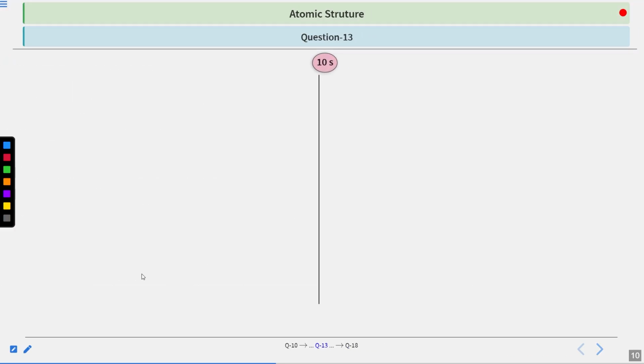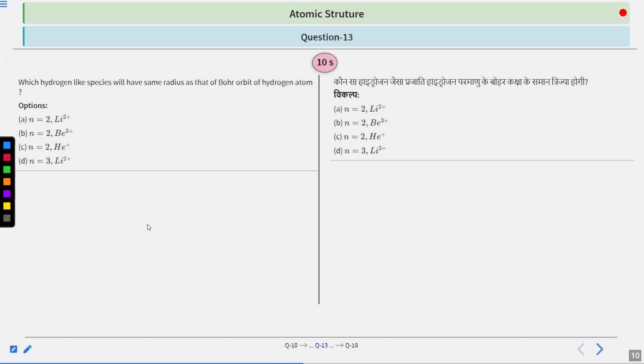Question number 13 says: which hydrogen-like species will have the same radius as that of Bohr orbit of hydrogen atom? Options are A, n is equal to 2 Li2+, B, n is equal to 2 Be3+, option C, n is equal to 2 He+, and option D, n is equal to 3 Li2+. So you have 10 seconds to solve this question. Your time starts now.